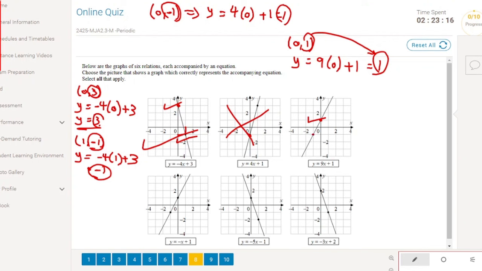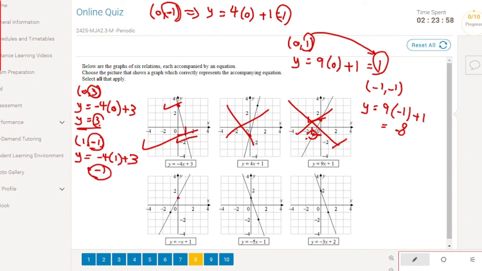Now let's see the second point, which is minus 1 and minus 1. Apply them in the equation. So 9 multiply minus 1 plus 1 will be equal to minus 8. So this point is not right. So this is a wrong graph. So let's take this one, which is y equal to minus x plus 1.